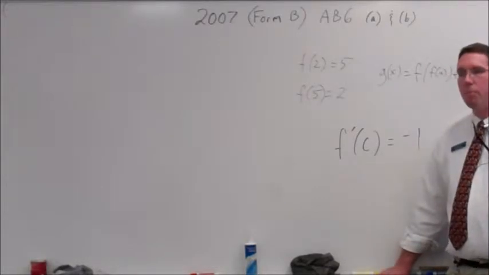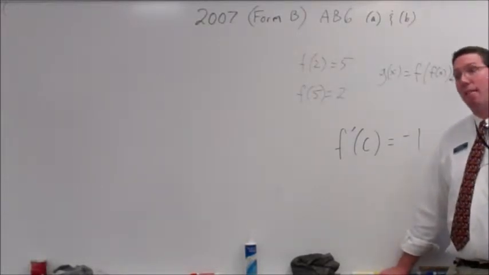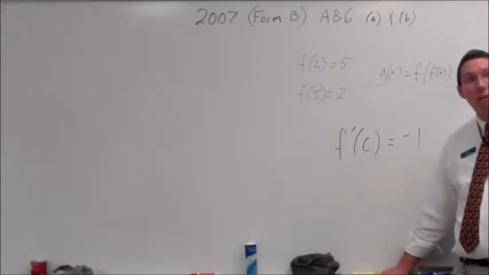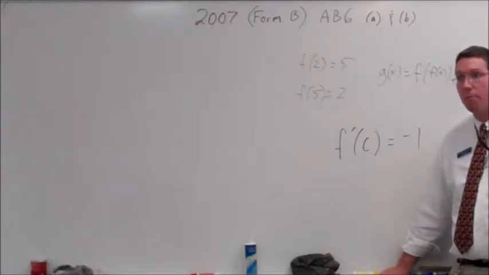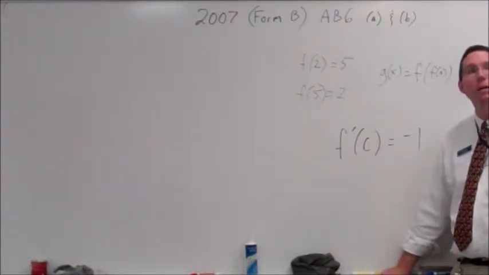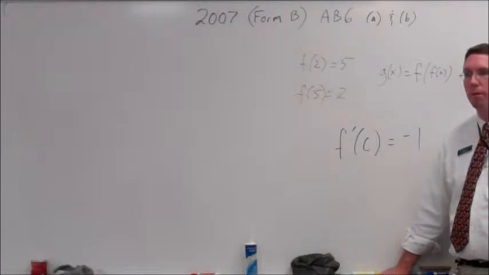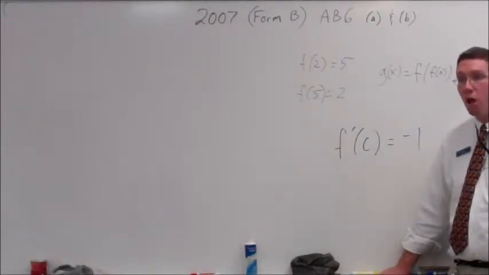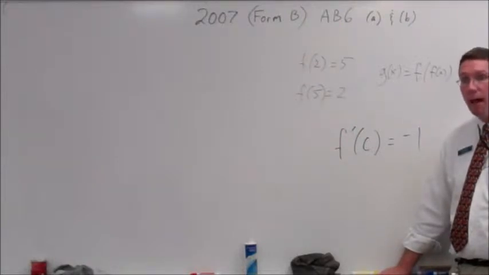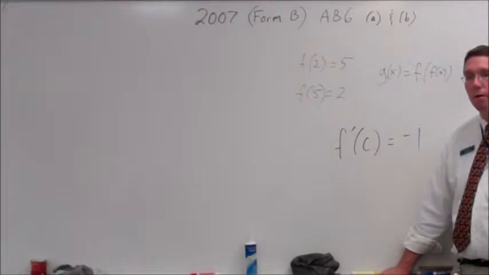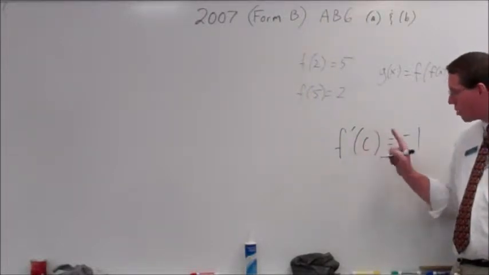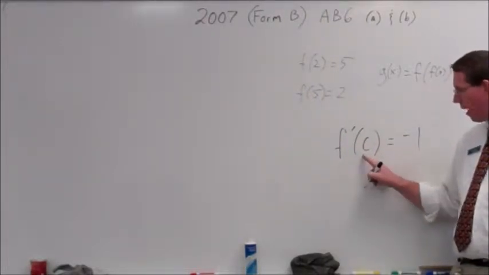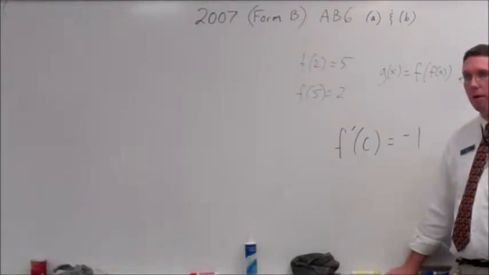This is a mean value theorem problem. Cat's out of the bag. Now, when you're taking the AP exam, it doesn't tell you it's a mean value theorem problem. How do we know it's a mean value theorem problem? Is there any other theorem that guarantees a slope? No. The mean value theorem is the one that guarantees a slope. This is guaranteeing a slope on f of x at c of -1.